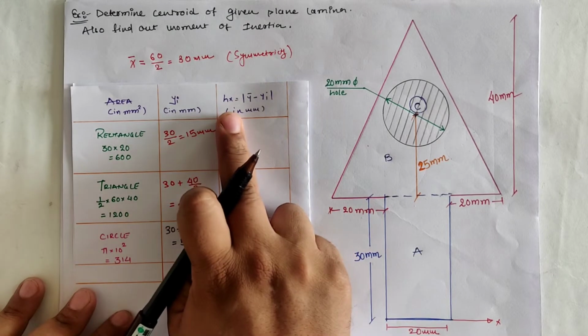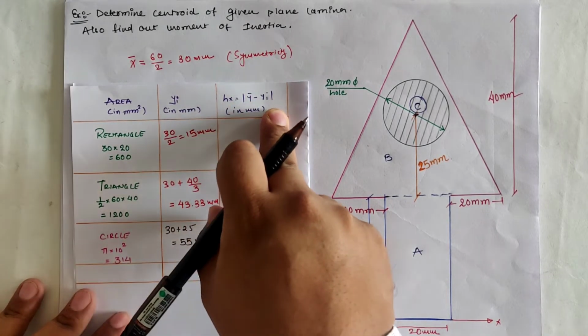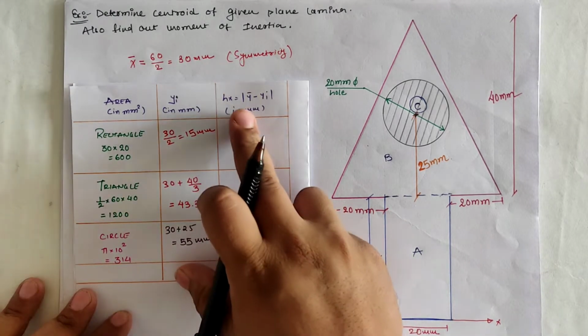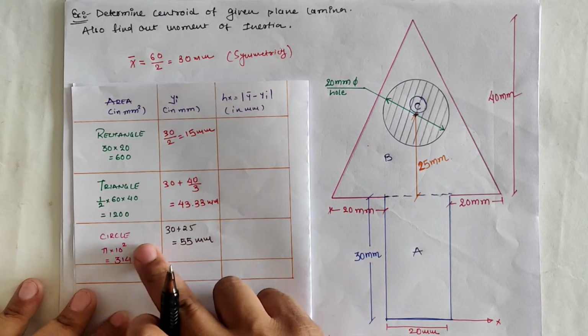And the next part is hx, which is equal to the modulus of y bar minus yi, which is going to be used for the calculation of moment of inertia in the later part, after the calculation of y bar. So let us go for the calculation of y bar first.